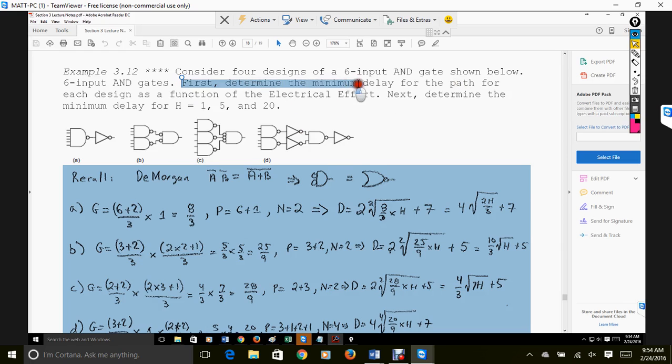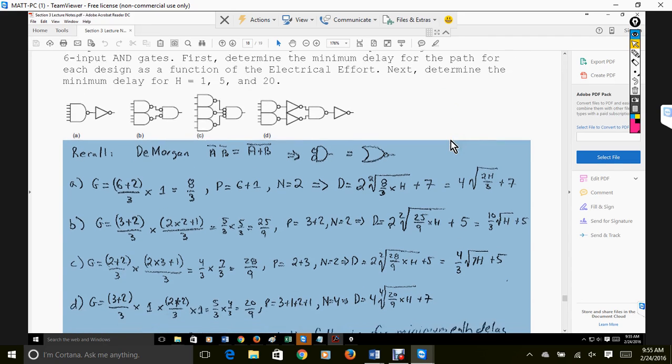So first, determine the minimum delay path for each design as a function of the electrical effort. Next, determine the minimum delay. So you're actually able to use this to determine which circuit would be best. So here, I'm giving you a hint. So you see this 2-input AND gate with 2 inverters on it? You would be adding more path effort by inverting this signal here. So instead what you can do is you can just make this a 2-input NOR gate, and it'll save you some logical effort.